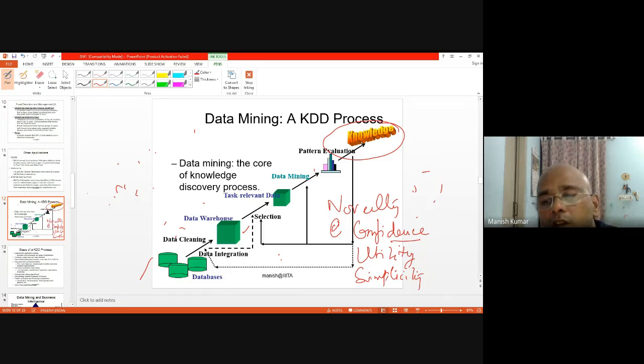Then, if any pattern satisfies these criteria or properties, I can say that it's knowledge for me. And that is why this entire process is known as knowledge discovery. So it's the core of the knowledge discovery process. Fine. Any questions you can ask me on this?